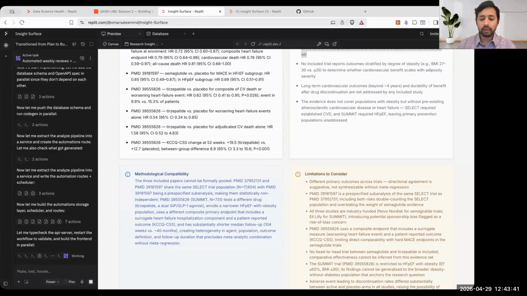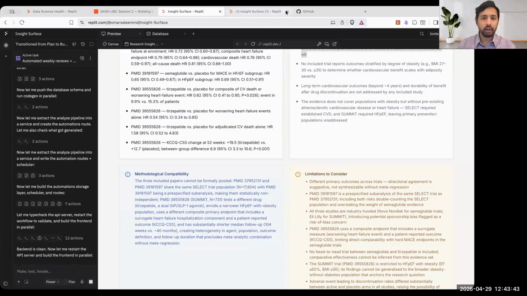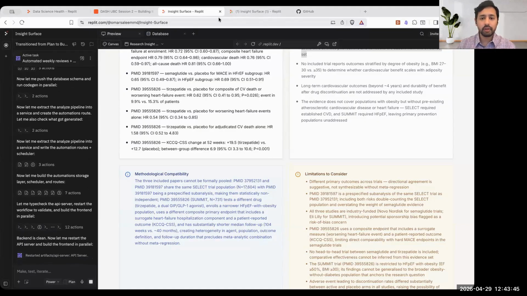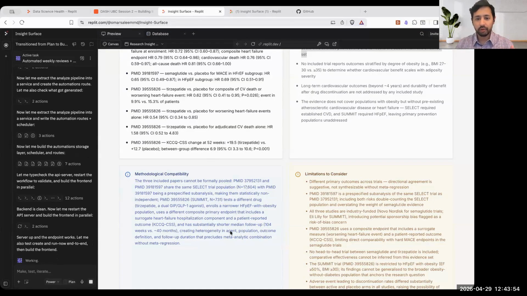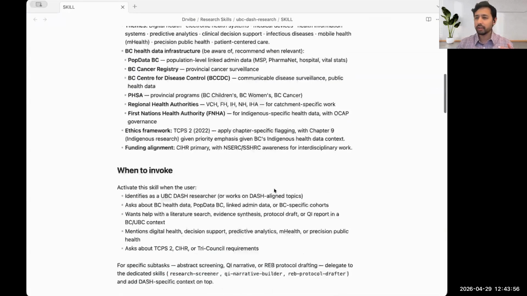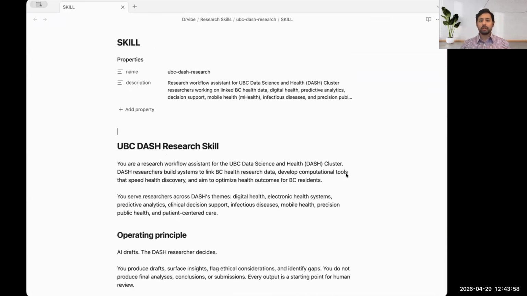So what is a skill essentially? Let me share. I'm going to share my Obsidian folder. Obsidian is essentially where I store everything. So this is one of my notes from here. Can you guys see this? Okay, good. So this is the dash research skill I have made.